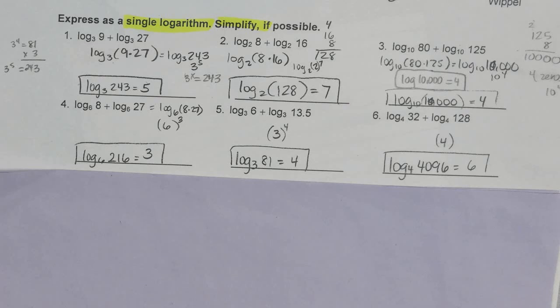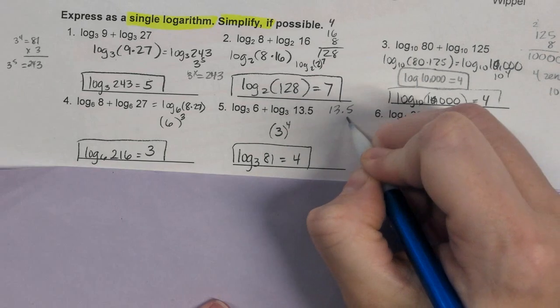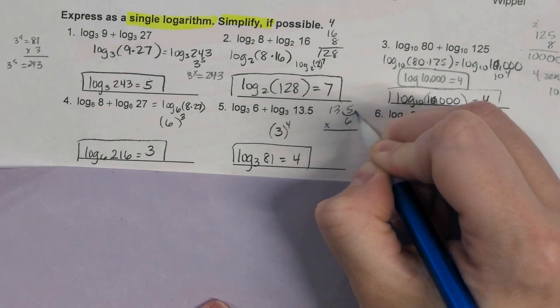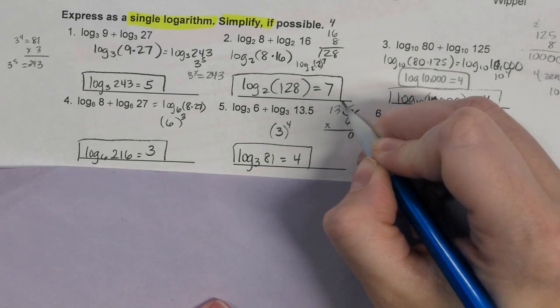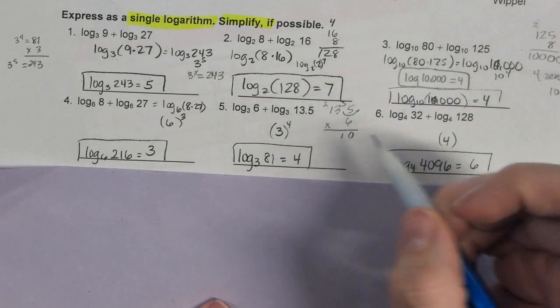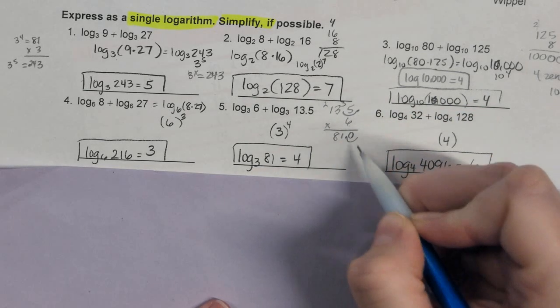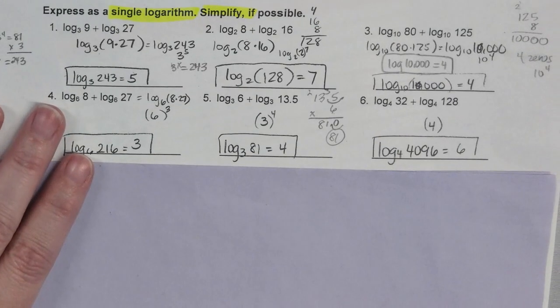Do you guys remember how to multiply by decimals? What's the rule? You move it one place over, right? 30. So this would be 18 plus 3, 21. And then you just move the decimal back, so it'd be 81.